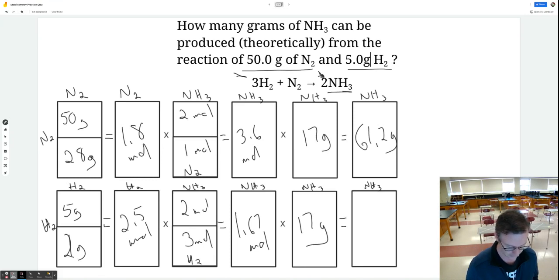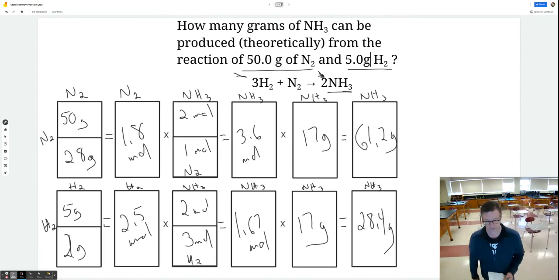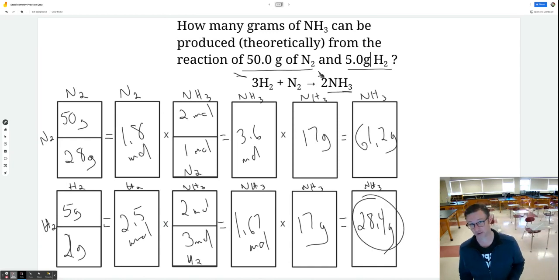That's again times 17 grams for the molar mass of ammonia. 28.4 grams of ammonia could be produced. So we've done the calculation starting with the 50 grams of nitrogen. We did the calculation starting with the 5 grams. And yes, it does turn out that the limiting reactant is the one that we started with the smaller amount of, but that's really not always the case. If this ratio in the middle was a little different, it could be a completely different result. So you can't count on it being obvious.